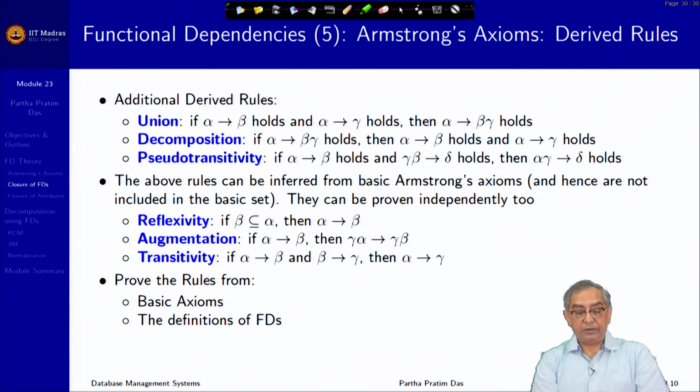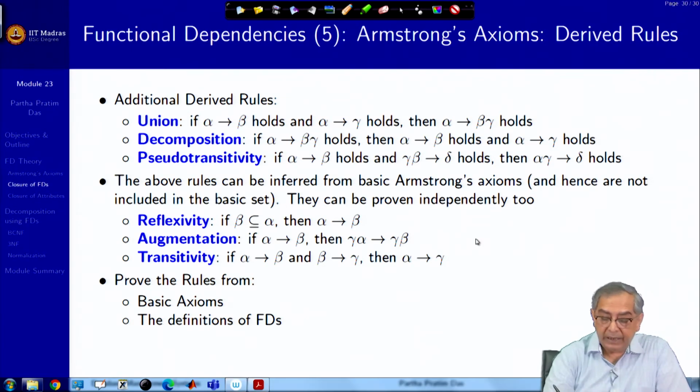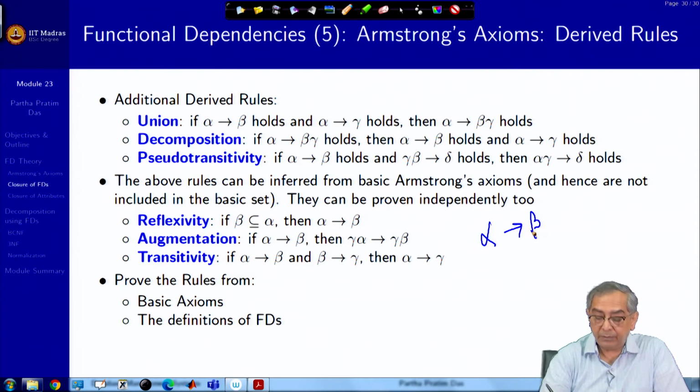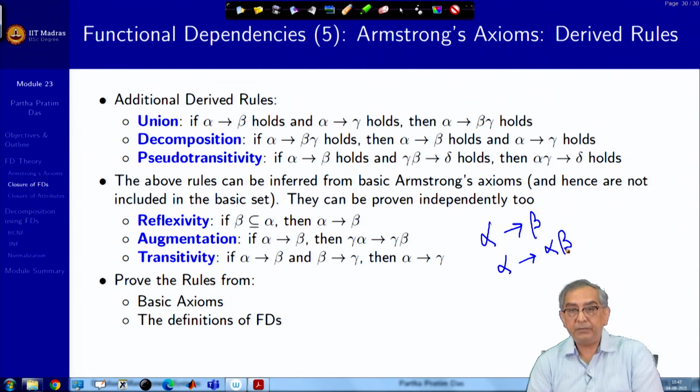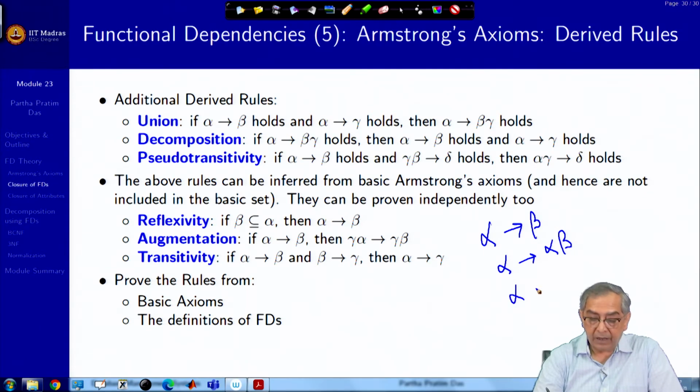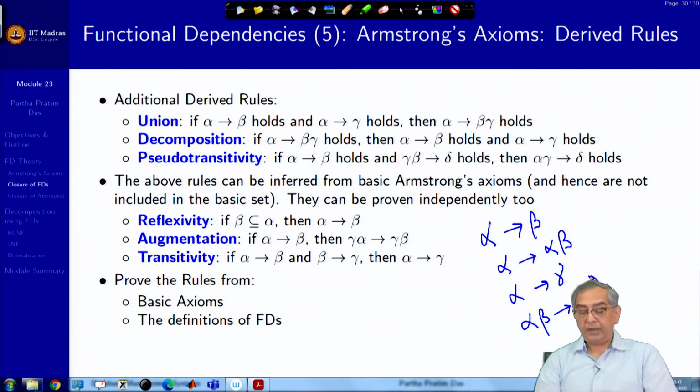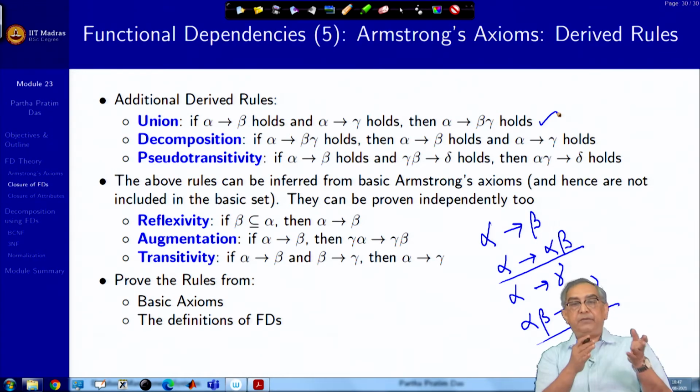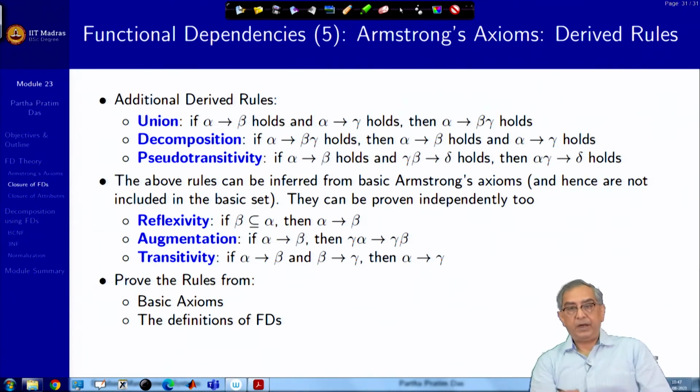Can you use the rules? That is what you will have to see what you can do. For example, suppose I augment the first rule with alpha. So, I will get alpha determines alpha beta. I have alpha determining gamma. I will augment this rule by beta. Then I use transitivity between them. So, I will get this. These are the kind of things we were doing in the example. So, these can be formalized in terms of rules.